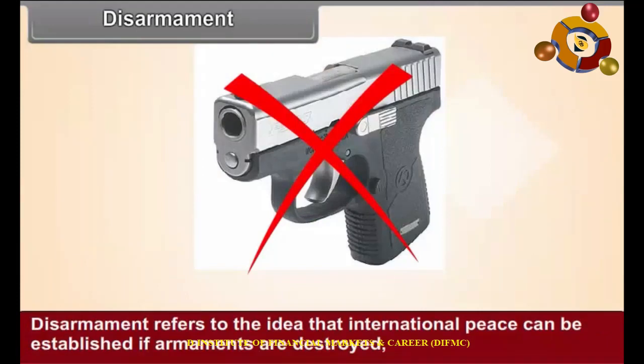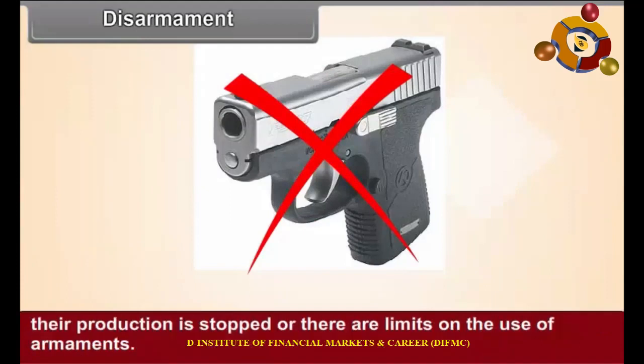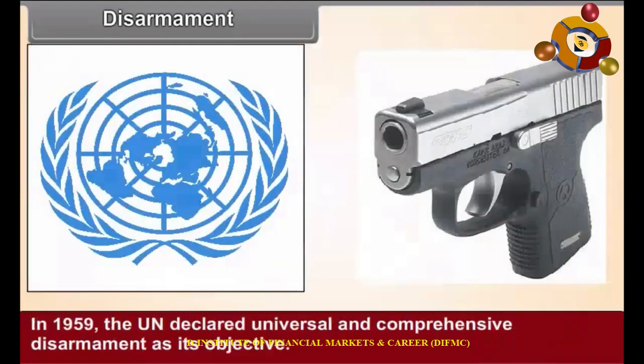Disarmament refers to the idea that international peace can be established if armaments are destroyed, their production is stopped, or there are limits on the use of armaments. In 1959, the UN declared universal and comprehensive disarmament as its objective.